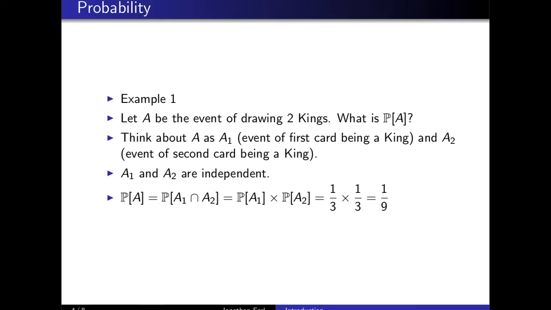So in other words, the probability of A occurring is the same as the probability that A1 and A2 both occur. So we draw a king on the first card, we draw a king on the second card. And because those are independent events, the probability of A is just going to be the probability of A1 times the probability of A2. And because there are 3 cards that we're drawing from, all outcomes are equally likely, the probability that we draw a king from our set of 3 is 1/3 in both. So we multiply 1/3 by 1/3 and we get 1/9.